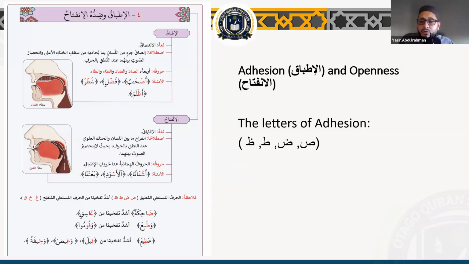All of these letters, the 4 letters, even the sad as well, they have a higher level of tafkhim, one level higher, because they have 2 heavy characteristics pulling the tongue upwards. The first one is the elevation, and the second one is the adhesion or the itbaq. Because of that, they are heavier letters than the other 3 letters. So if you read the book, let's continue inshallah, you'll see the difference in page number 83.